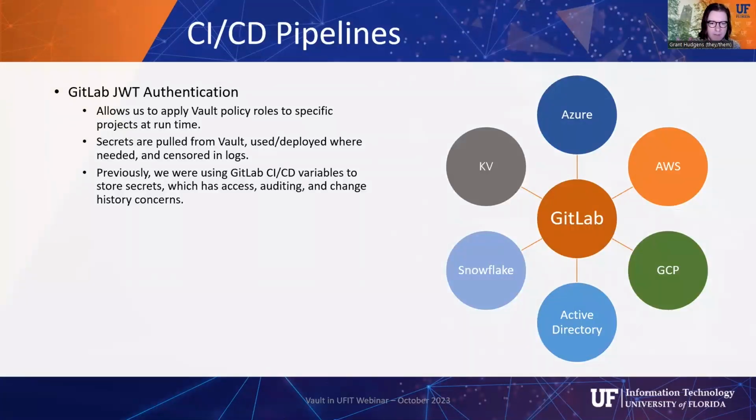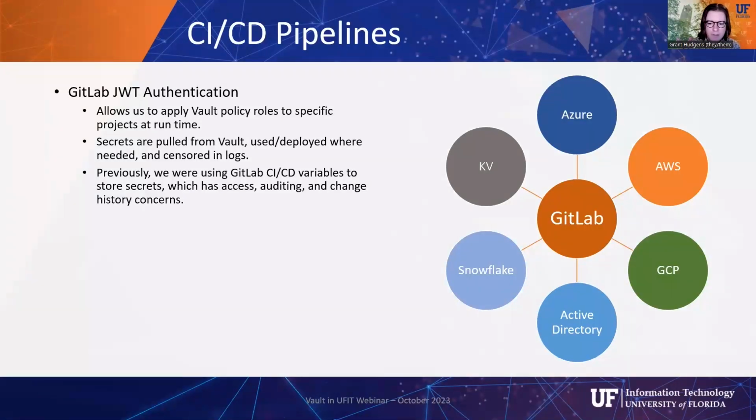CI/CD pipelines are one of our biggest uses for Vault. We leverage the GitLab JWT auth engine in Vault to apply Vault policy for specific GitLab projects at their CI/CD job runtime. The pipelines then have the ability to pull whatever secrets are needed for the job, and it also lets us censor any values that are in the logs.